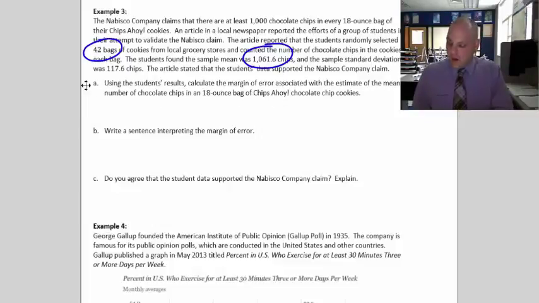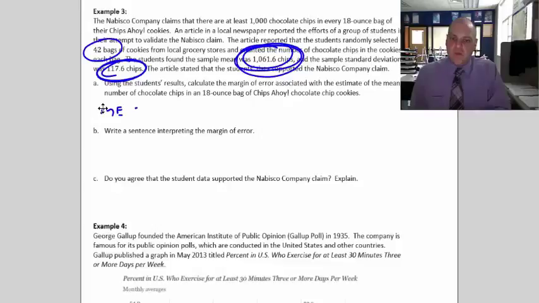Using the students' results, calculate the margin of error associated with the estimate of the mean number of chocolate chips in an 18-ounce bag. All right, so this time, because we're talking about a hard number of chips, it's not a proportion, it's the mean. We already got the mean. Here is our standard deviation that they calculated. So we're going to come up with our margin of error, and our margin of error is 2 times s over the square root of n, where the sample standard deviation s is 117.6.